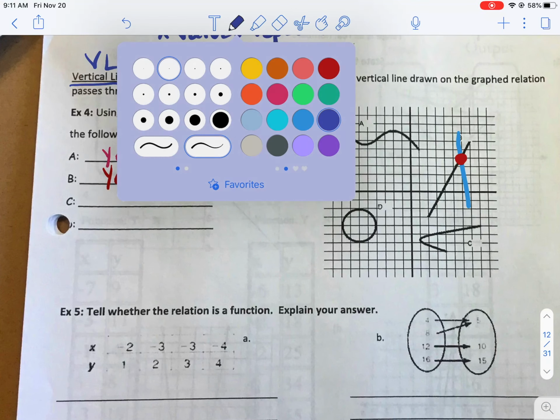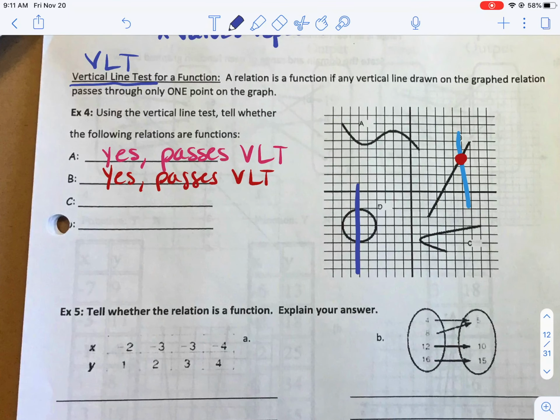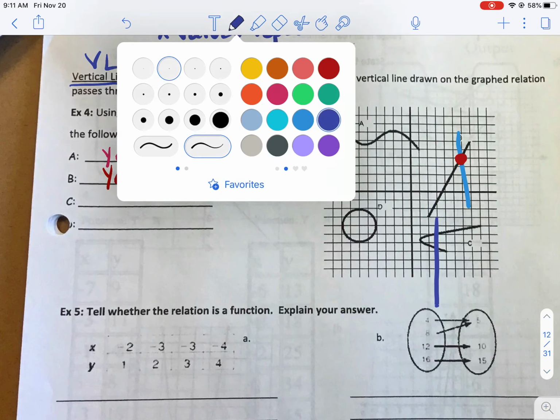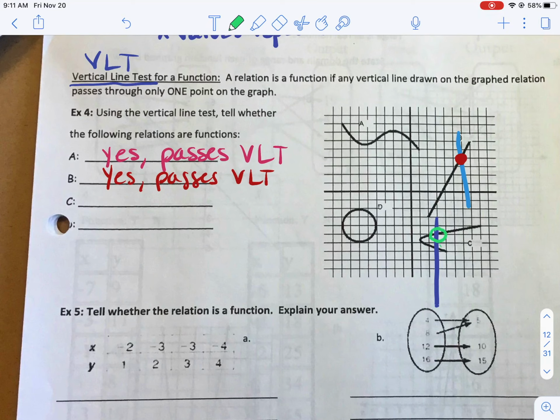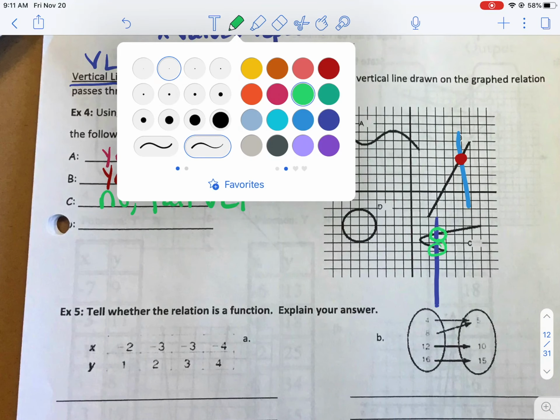Let's look over here. This is where it gets a little trickier. I'm going to draw my vertical line for my circle. Oh wait, sorry, we're doing C first. So I'm over here. If I draw my vertical line and I start going through, do you see how at this spot right here, if I can find even one spot where it's hitting twice, it is not going to be a function, because it's going to fail the vertical line test.